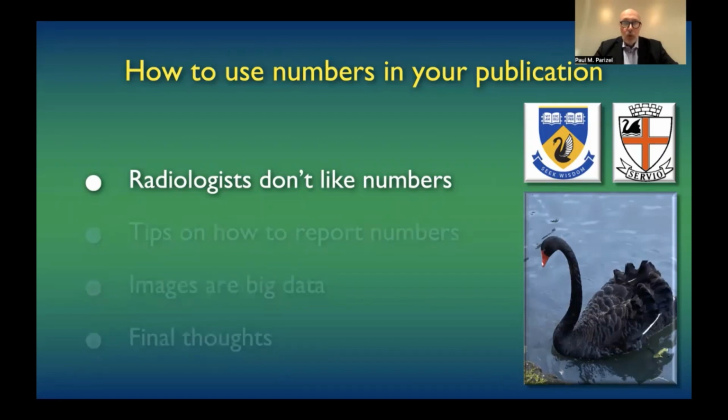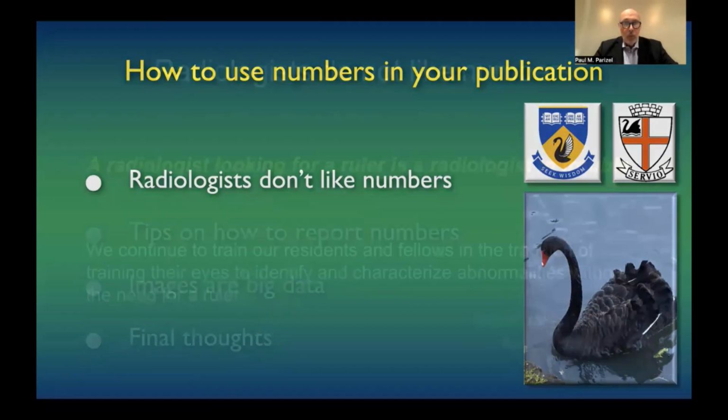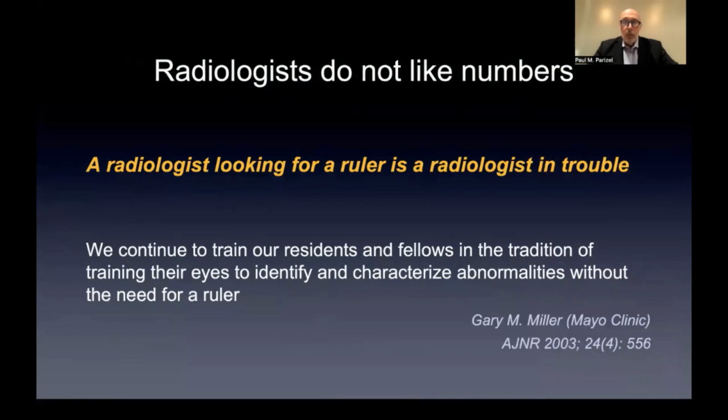Now, radiologists don't like numbers, and you may be familiar with the old saying that a radiologist looking for a ruler is a radiologist in trouble. About 20 years ago, Gary Miller of the Mayo Clinic lamented that in the United States, they continue to train residents and fellows in the tradition of training eyes to identify and characterize abnormalities without the need for a ruler.